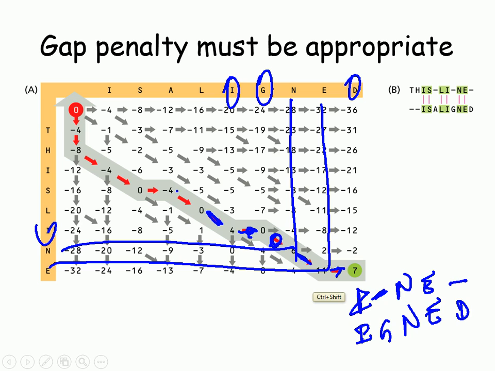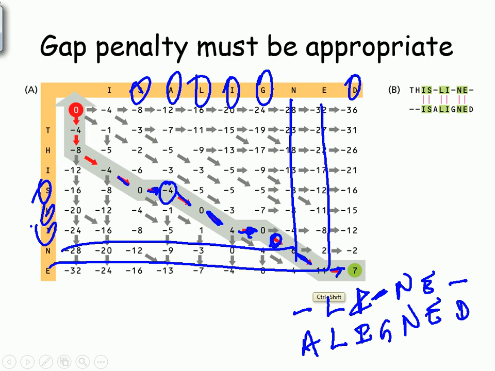Another diagonal, L with L. All right, I'm at this point. I have a gap, which means A is aligned with a gap. And then a diagonal, S with S. Another diagonal, I with I.